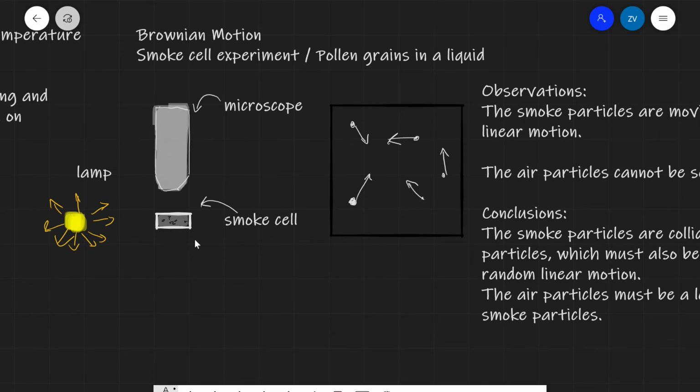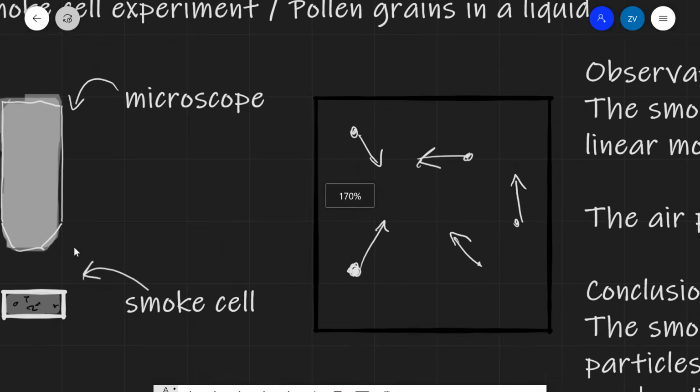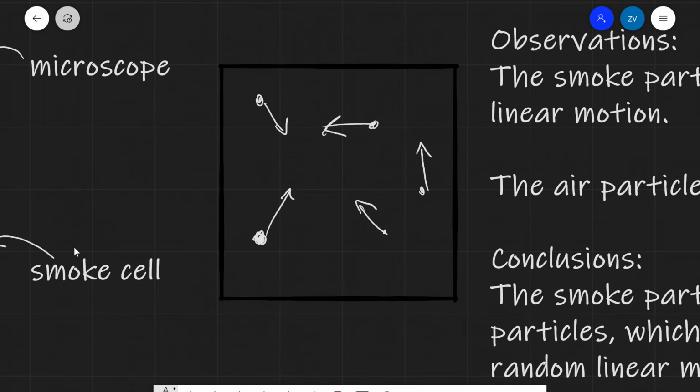Essentially, it's a container, the cell, which has some air, and all we do is inject some smoke particles. We also tend to have a lamp on the side just so that we can visualize what is going on. Now if we were to zoom in, we would see something similar. We have all of these particles, and these over here are the smoke particles that we see.